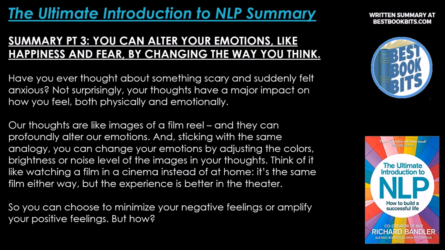Summary part 3. You can alter your emotions, like happiness and fear, by changing the way you think. Have you ever thought about something scary and suddenly felt anxious? Not surprisingly, your thoughts have a major impact on how you feel both physically and emotionally. Our thoughts are like images on a film reel. They can profoundly alter our emotions. And sticking with the same analogy, you can change your emotions by adjusting the colors, brightness, or noise level of the images in your thoughts.